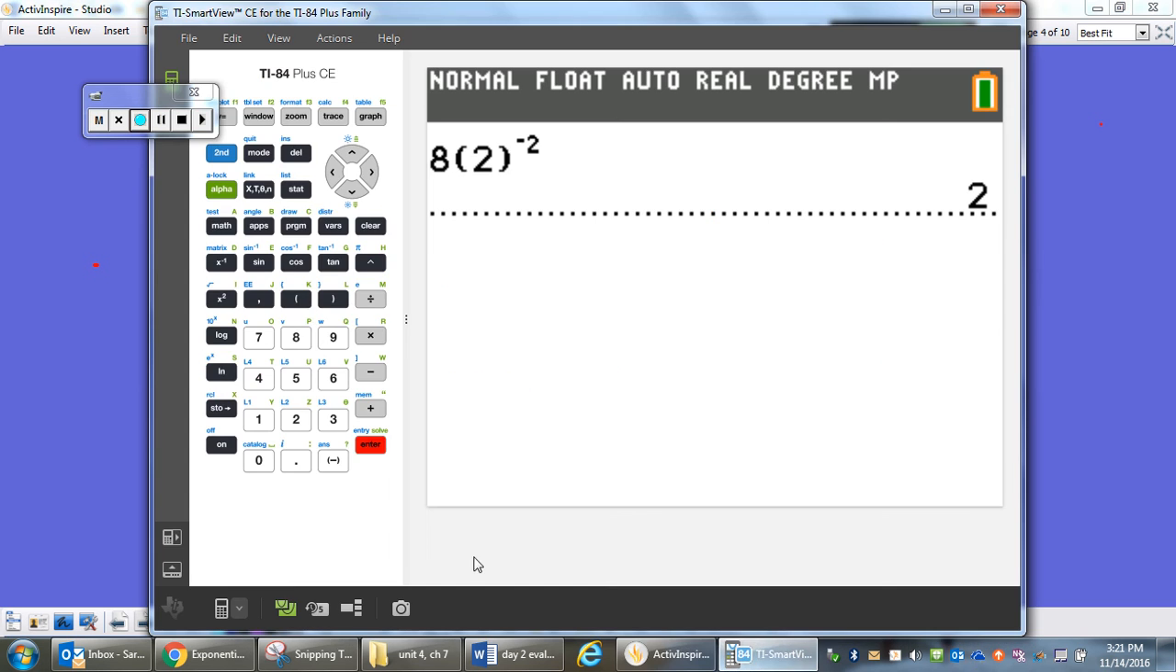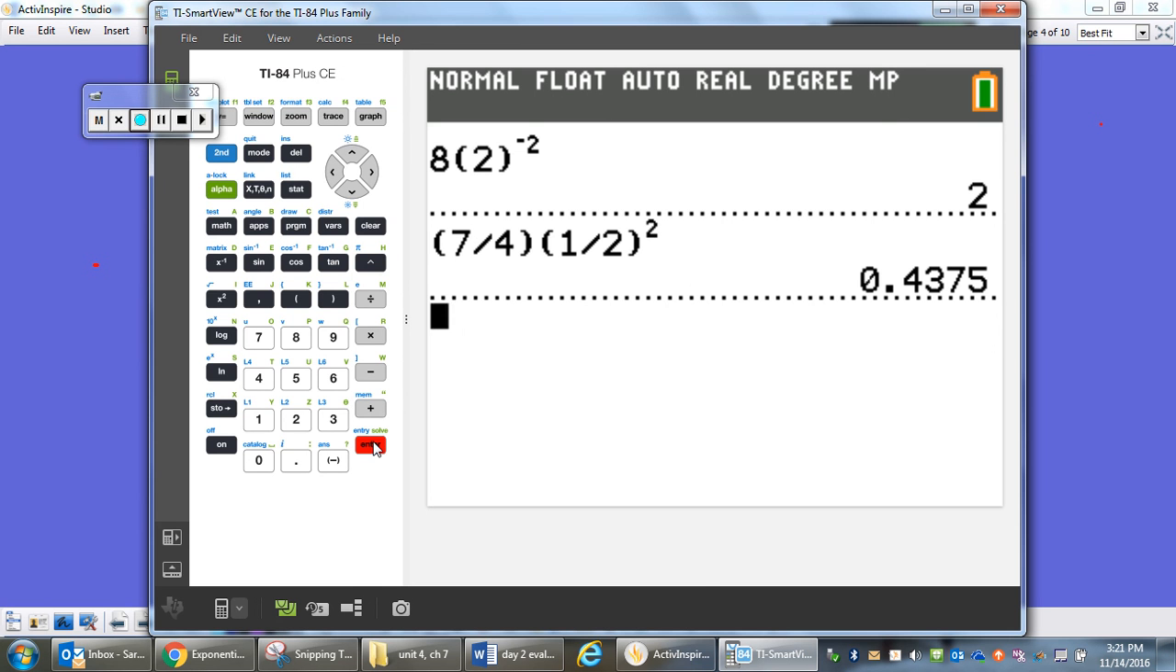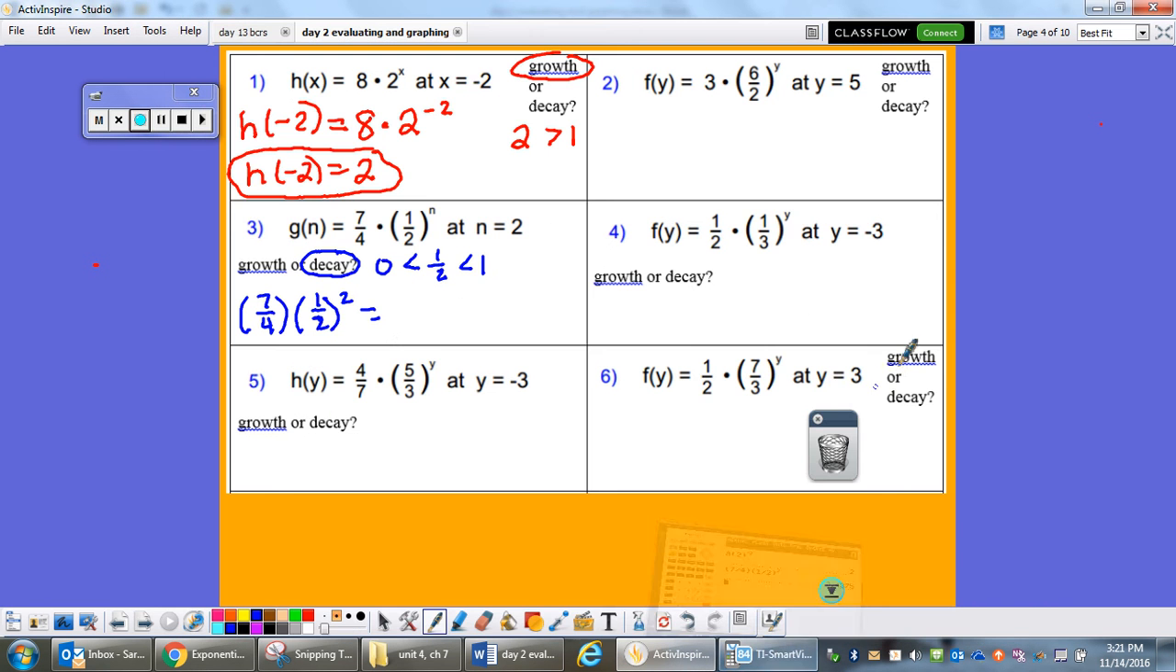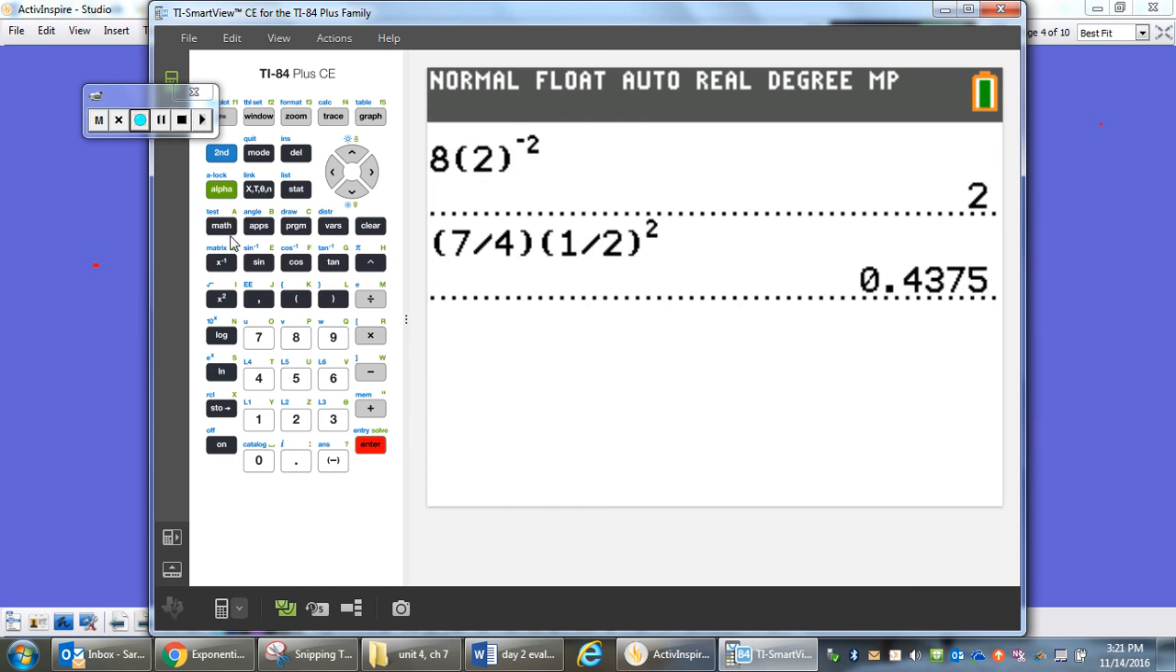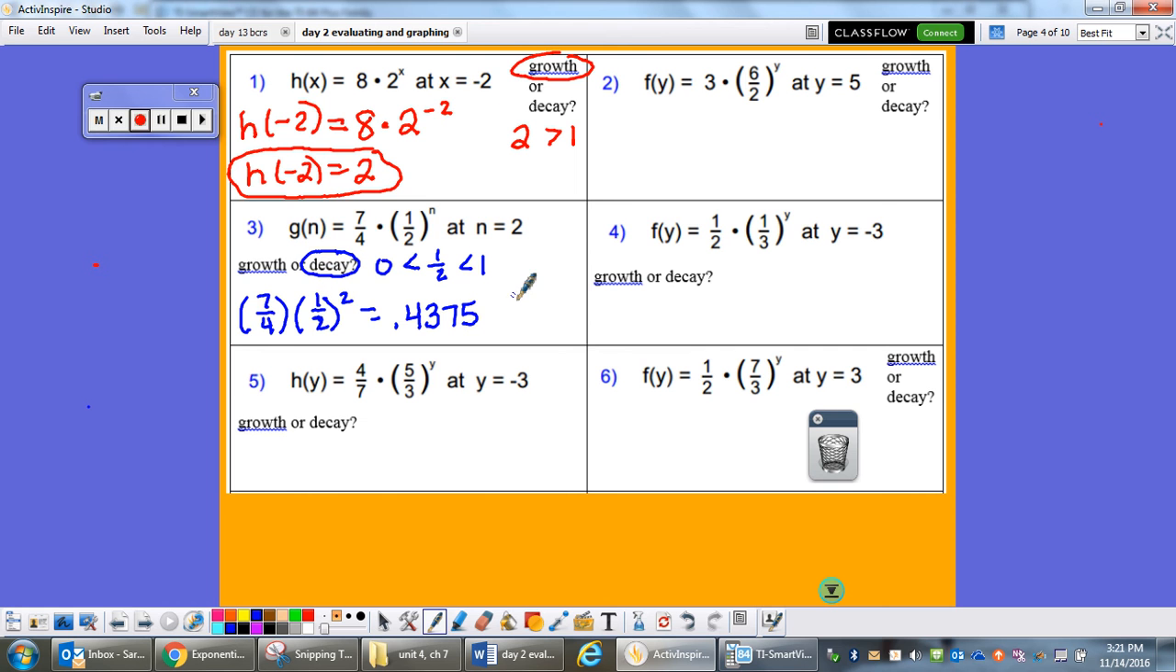And then I'm going to key it in on my calculator. 7 divided by 4 times 1 divided by 2. You could also use 0.5 for 1/2. Close, caret to the 2nd power. So I got 0.4375. You could leave your answer like this, or you could hit math, enter, enter, and it will simplify the fraction for you. Either one will work.